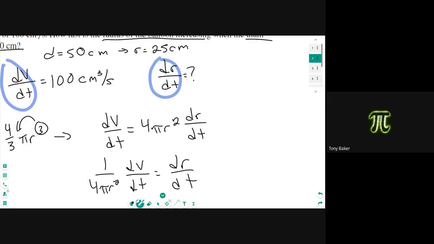Okay. 1 over 4 pi. What's r? 25. What's dv dt? 100. So now I can just go to Desmos and get that answer, 100 over 4 pi times 25 squared.